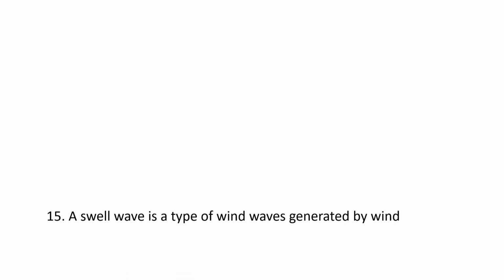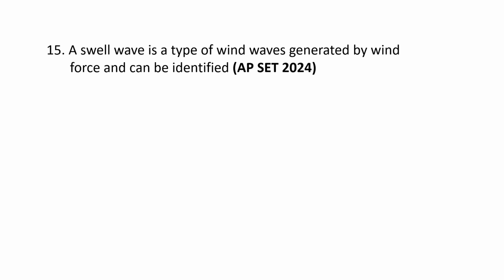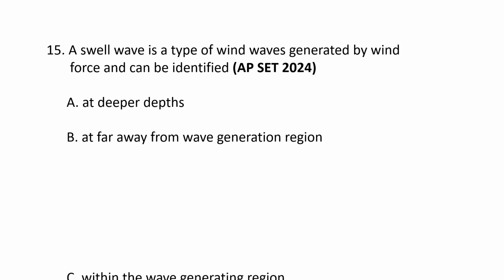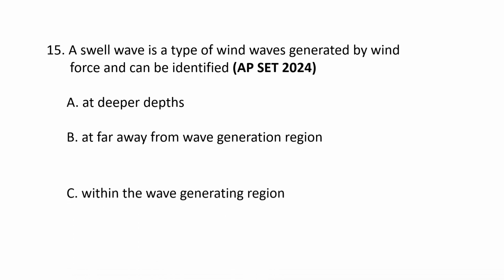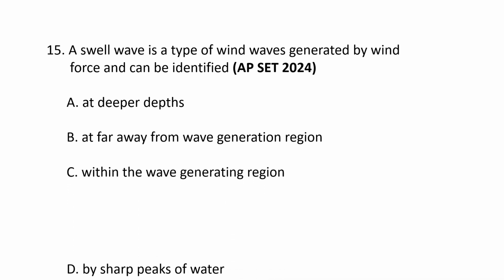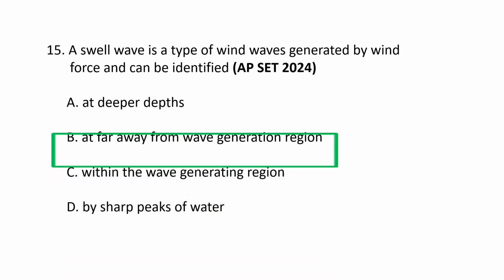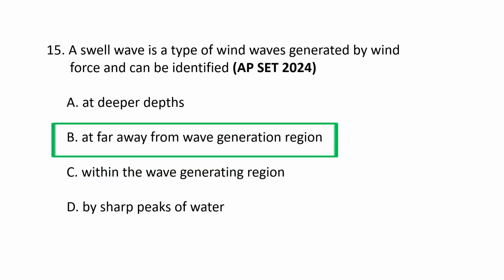Next question. A swell wave is a type of wind wave generated by wind force and can be identified A. At deeper depths, B. At far away from the wave generation region, C. Within the wave generating region, and D. By sharp peaks of water. So the correct option is B, at far away from the wave generation region.